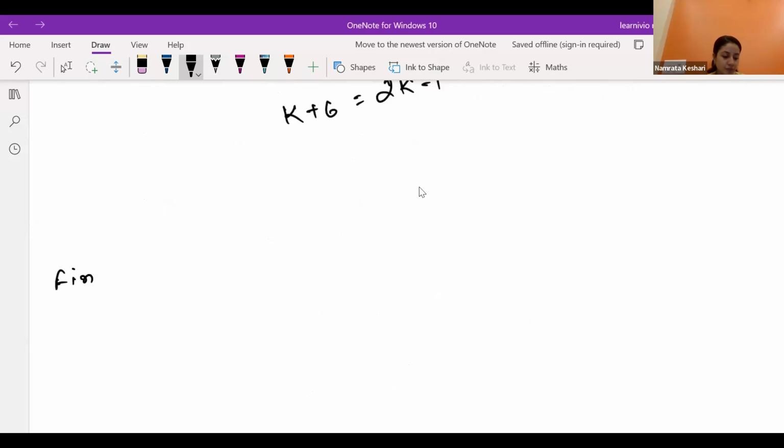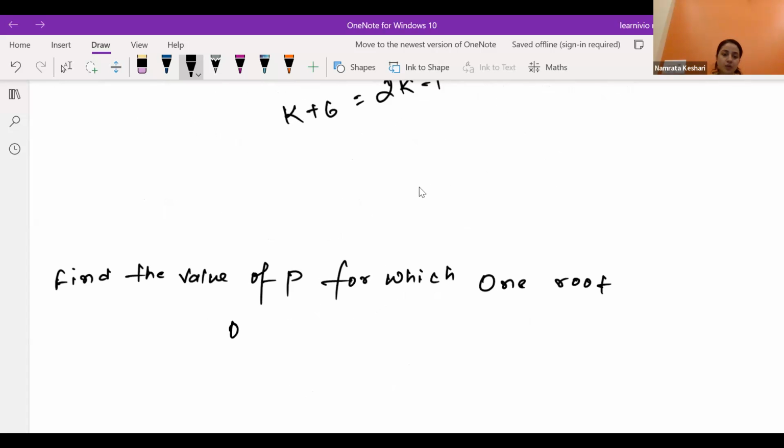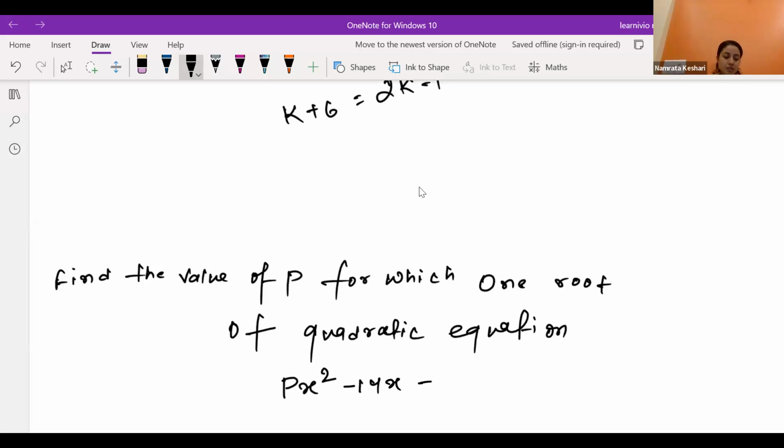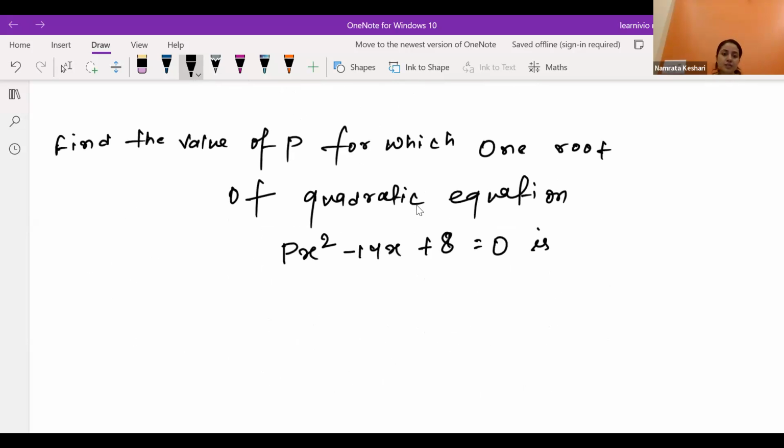Find the value of p for which one root of the quadratic equation px square minus 14x plus 8 is equal to 0 is 6 times the other.